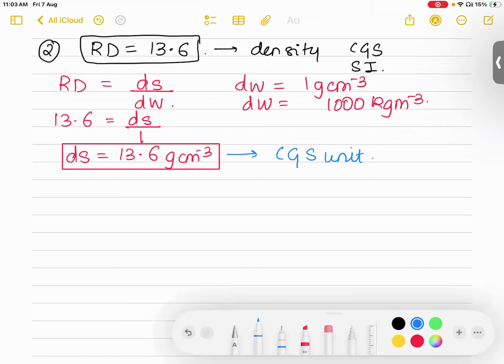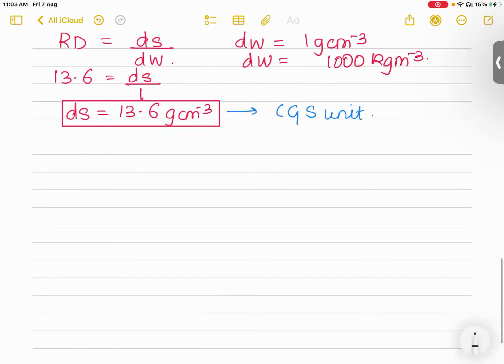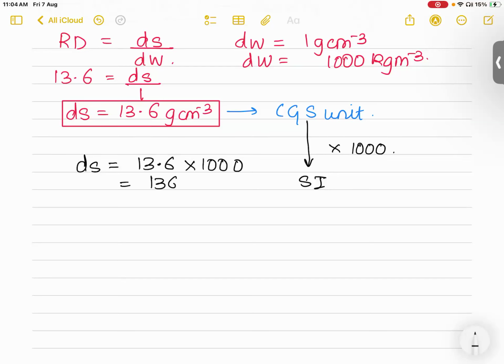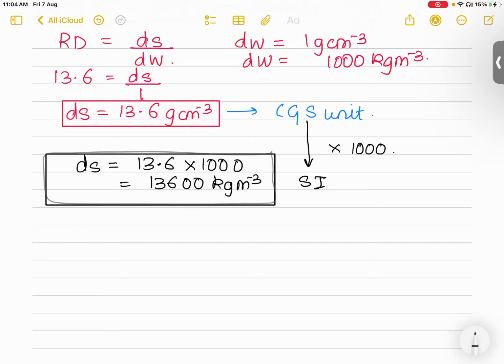So to convert CGS into SI, I think we all know what's the trick, guys. We need to multiply our answer by 1000. So density of substance will be 13.6 multiplied by 1000, which will give me 13600 kg per meter cube. Okay, students, this is my SI unit.